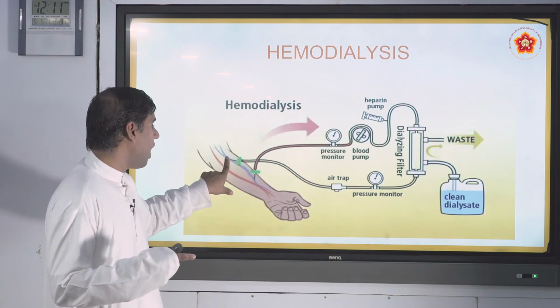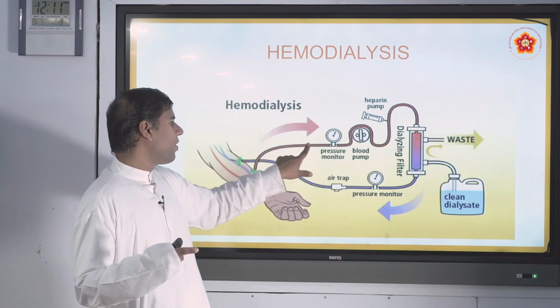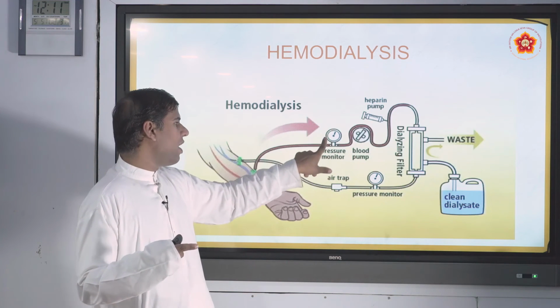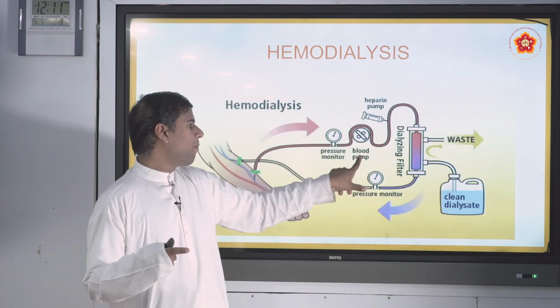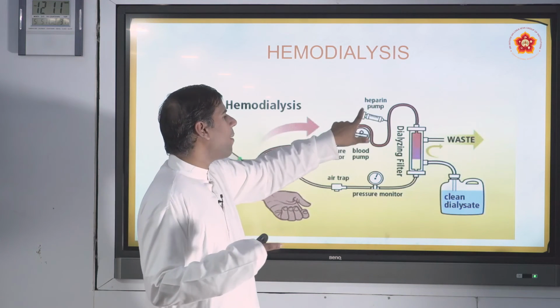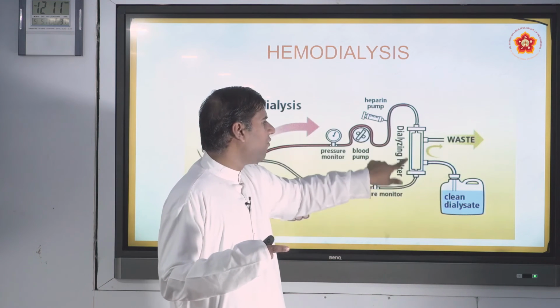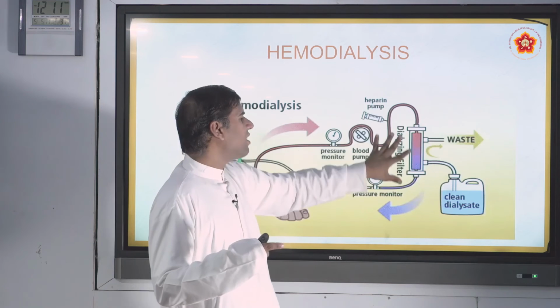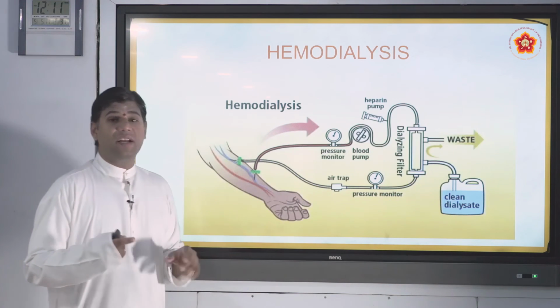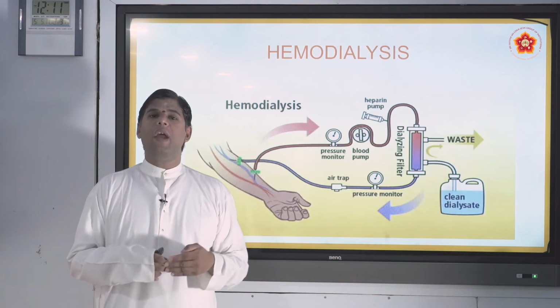If you see here, the blood is taken from the veins, and you have this pressure pump, the blood pump, which maintains the pressure. Then there is a heparin pump, where heparin is injected, and then the blood goes out to the dialysing filter, which has some filters with sieves.